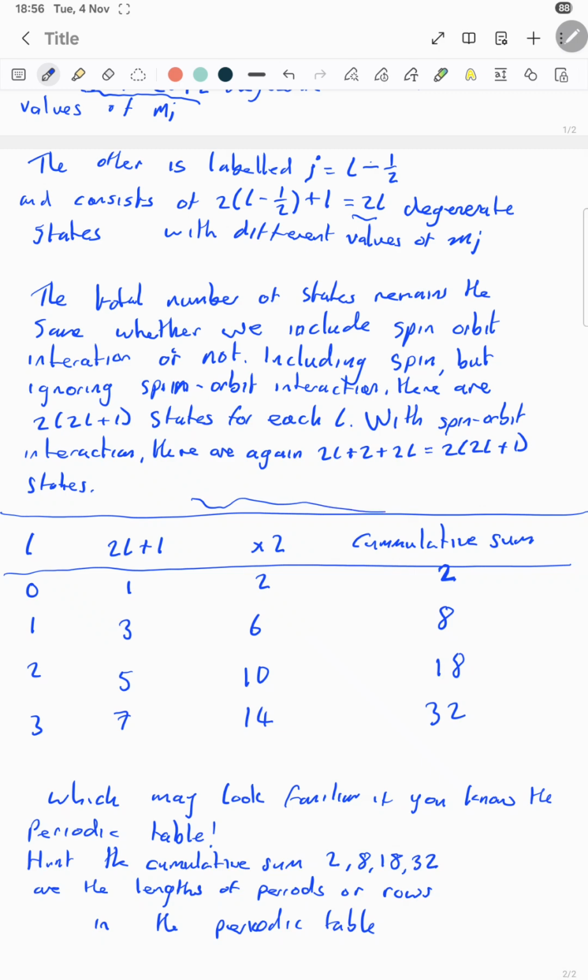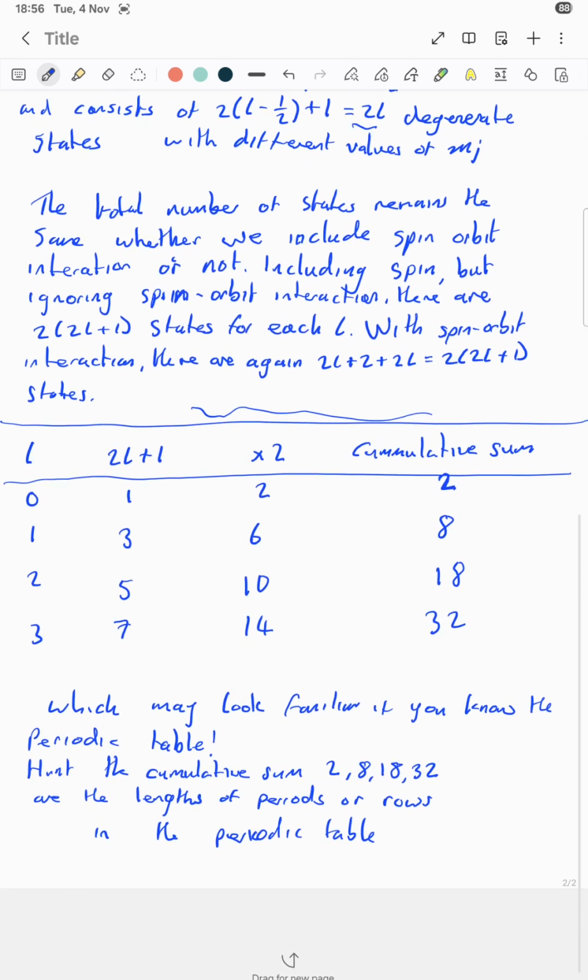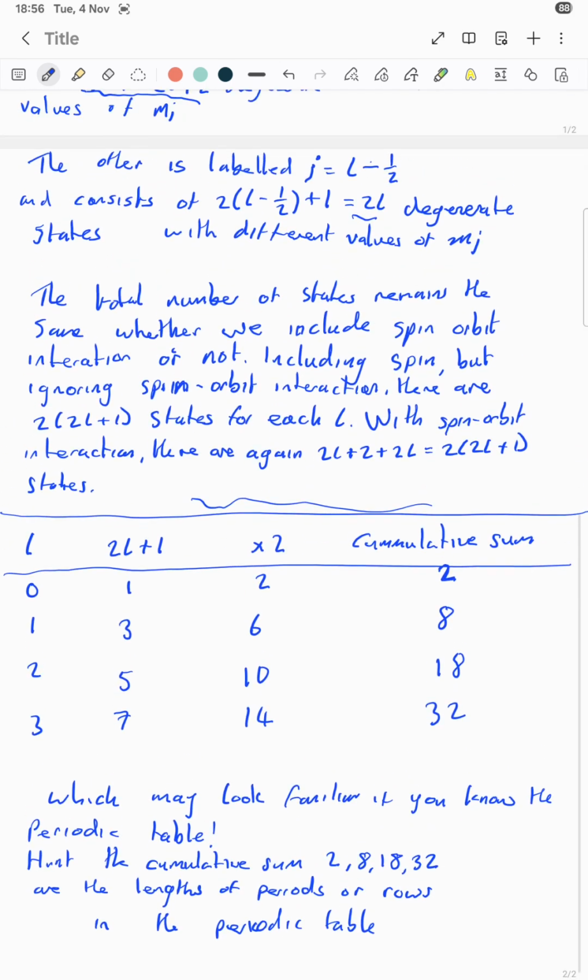And here I've just put down in a little table some values, which may look familiar if you know the periodic table. Our hint is the cumulative sum 2, 8, 18, 32, or the lengths of the periods or rows in the periodic table. And that's it for this one.